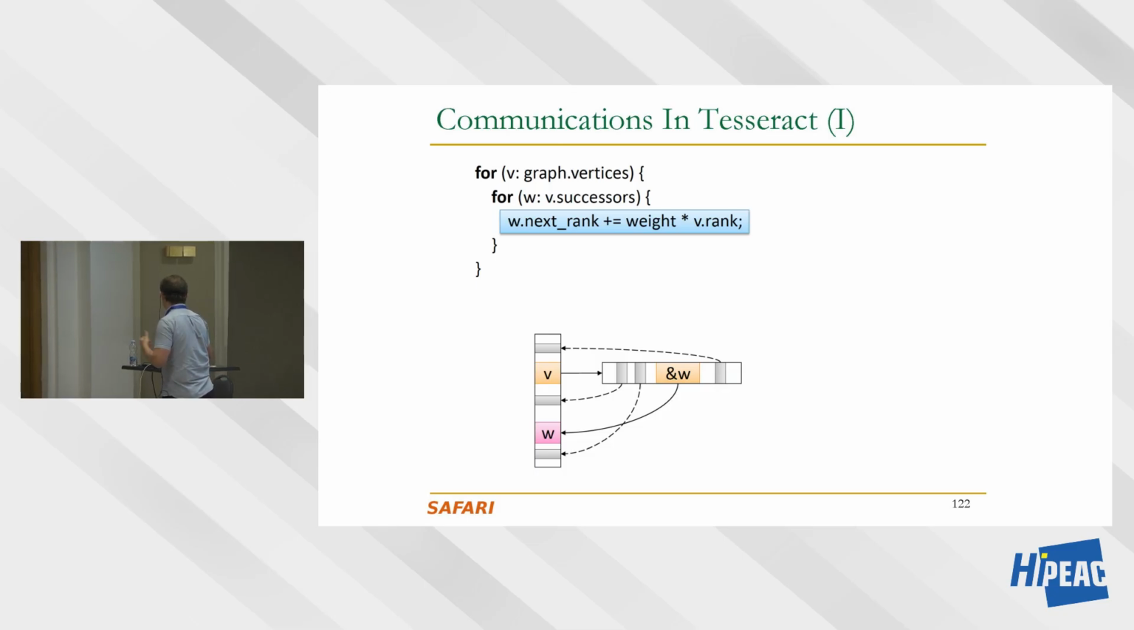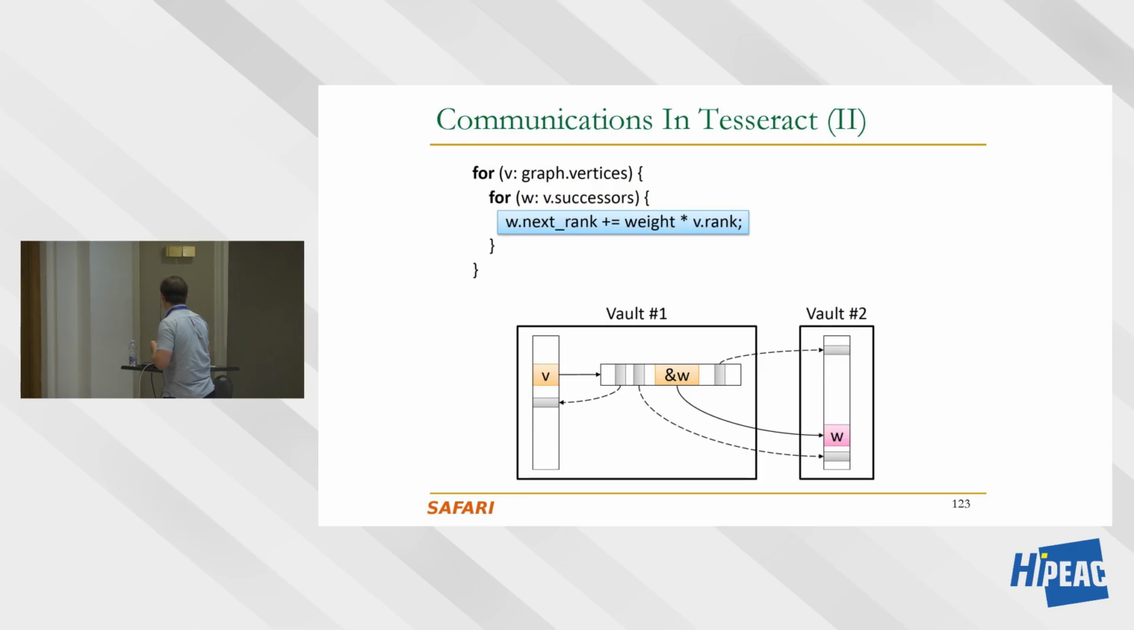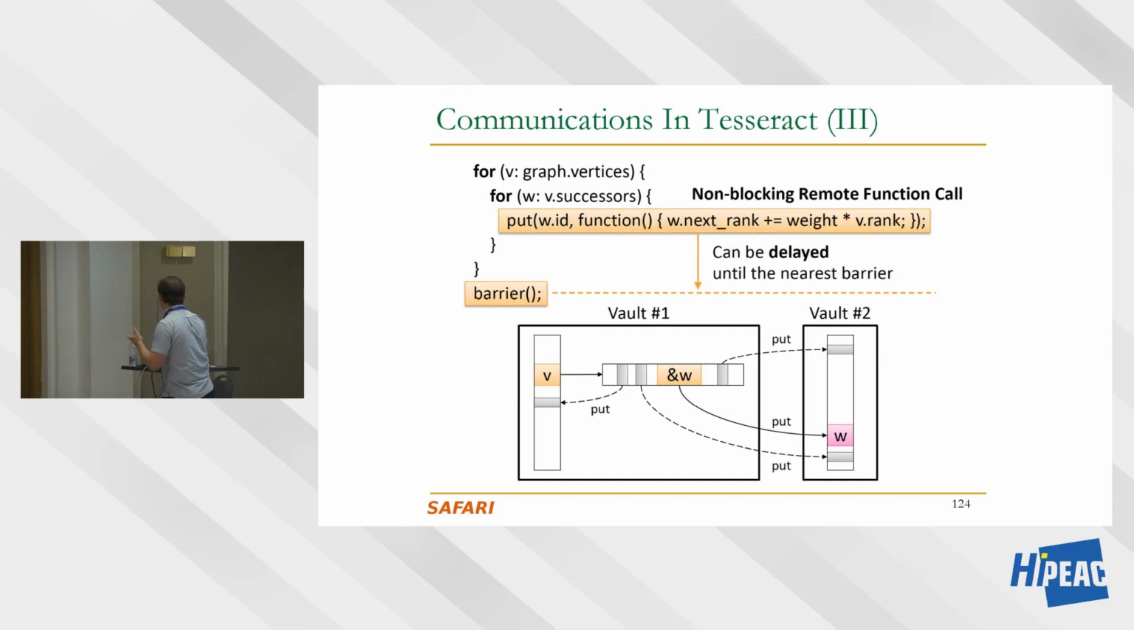This is how you update the next rank in PageRank. This update on vault 2, for example. Oh, sorry. This is how you would actually do the function call. You basically use a remote function call called put, and you basically send the rank over here. So you basically put over here, as you can see, and we basically send the input data to the other vault that houses the data that's going to be updated.